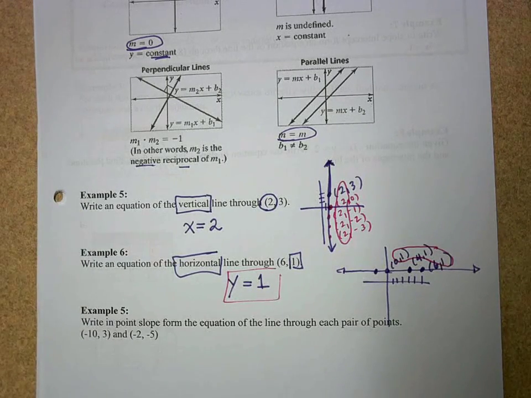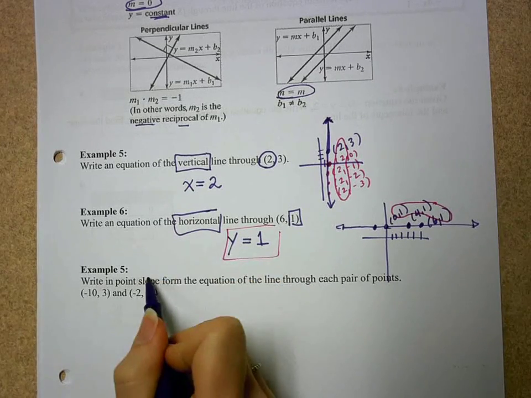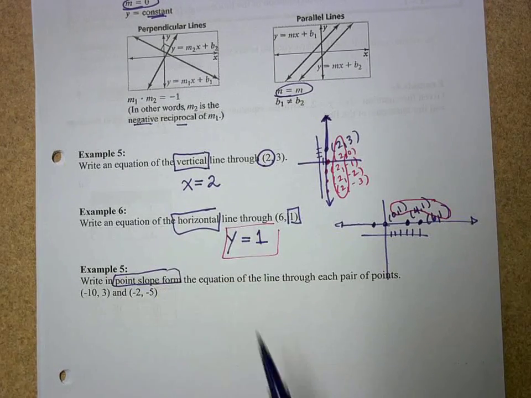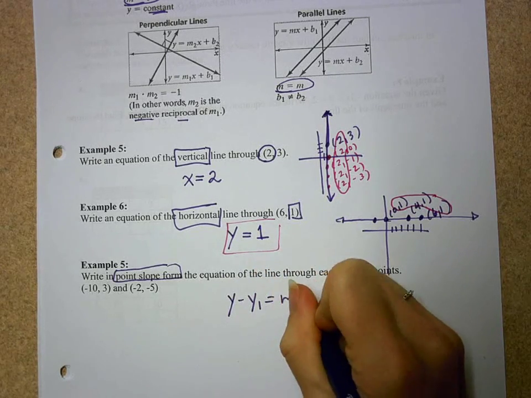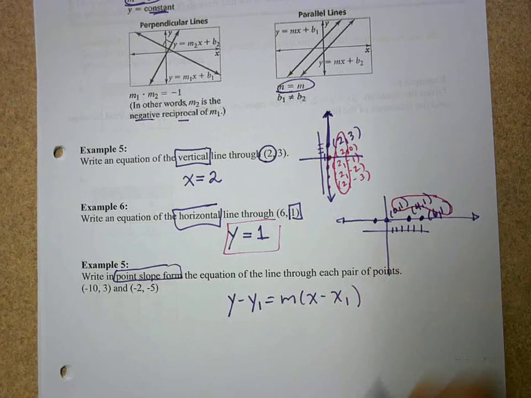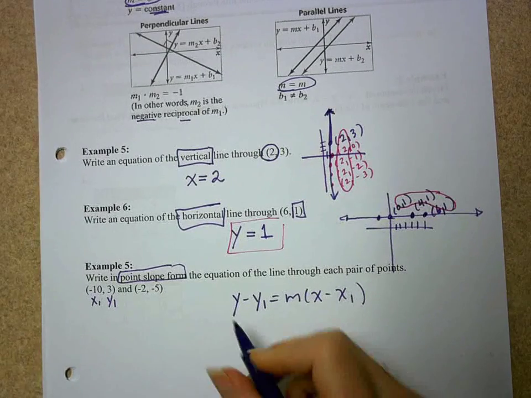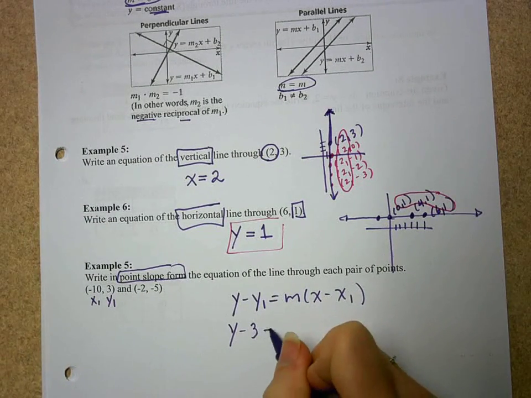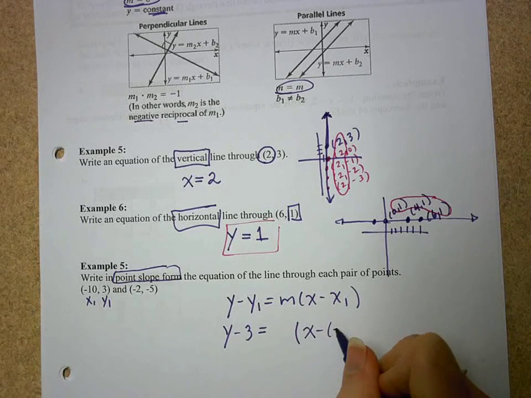All right, let's keep moving on here. Write in point-slope form the equation of the line through the pair of points. So they didn't make us guess. They said, hey, here's the equation you need, point-slope form. So we have y minus y1 equals m times parentheses x minus x1. x1, y1 represents any point on your line. So they gave us 2 of them. Let's just use the first one, x1, y1. I can plug that in. I have y minus 3 equals, ooh, I'm missing that slope, so I'm going to leave a space for it, times parentheses x minus negative 10.